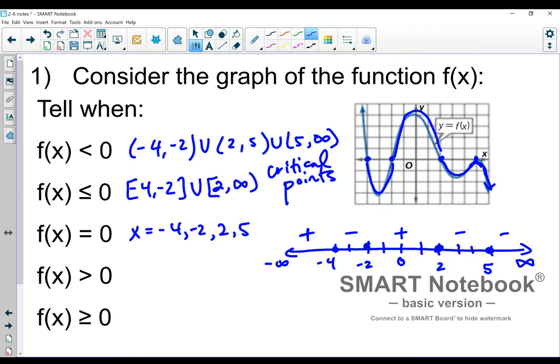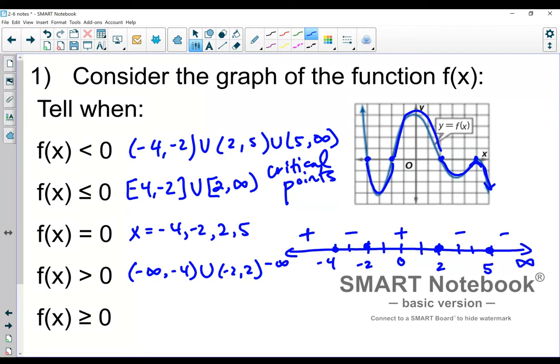When is my graph greater than 0? From negative infinity to -4, and I don't want to include that -4 because that's where it's equal. So soft parentheses, union, and then from -2 to 2 also. And again, soft parentheses. So last one is, where is it greater than or equal to 0?